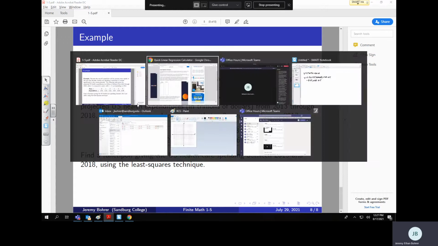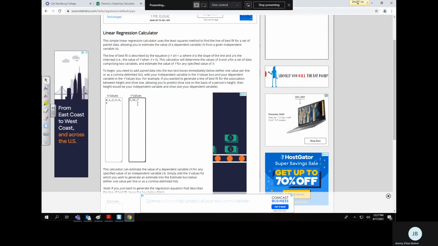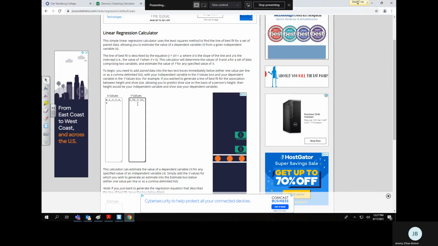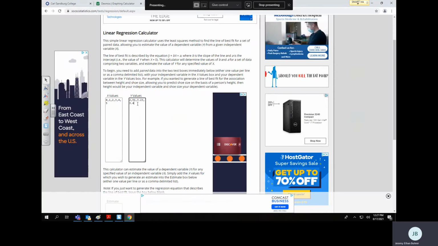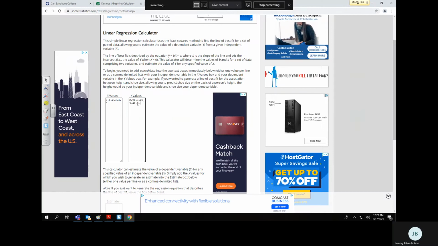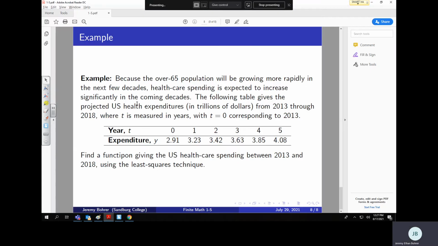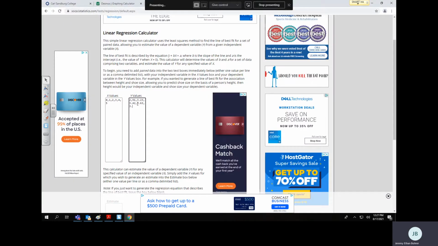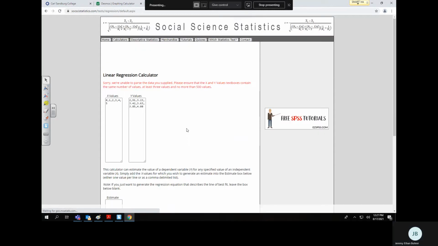So 2.91, 3.23, 3.42, 3.63, 3.85, 4.08. And then we scroll down and we click calculate the regression equation.